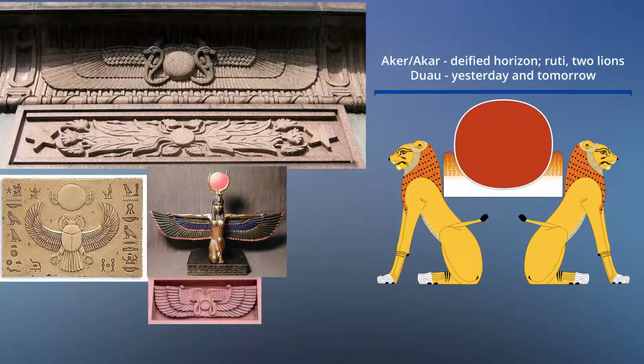It's symbolic of the two eyes of Ra, the setting and rising sun, and also the Duau, which means yesterday and tomorrow. So one lion is looking backwards to yesterday, and one lion is looking forward to tomorrow.